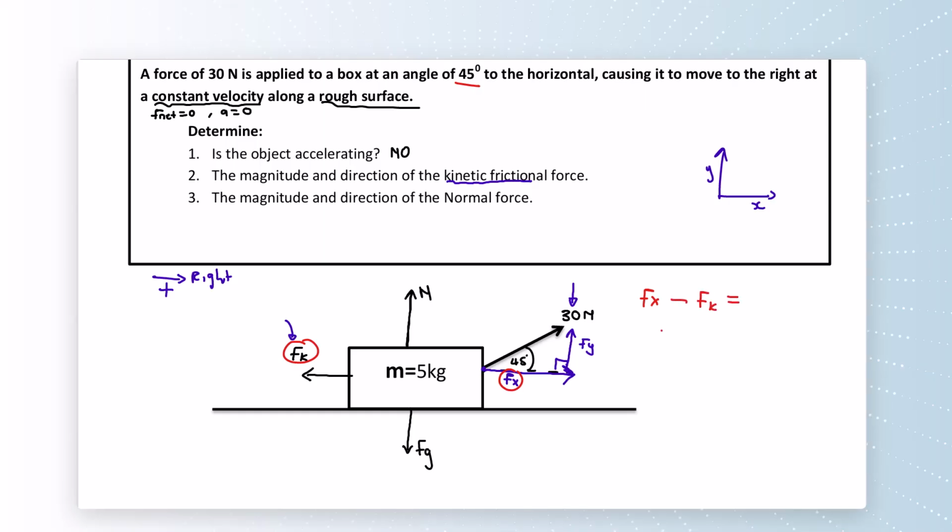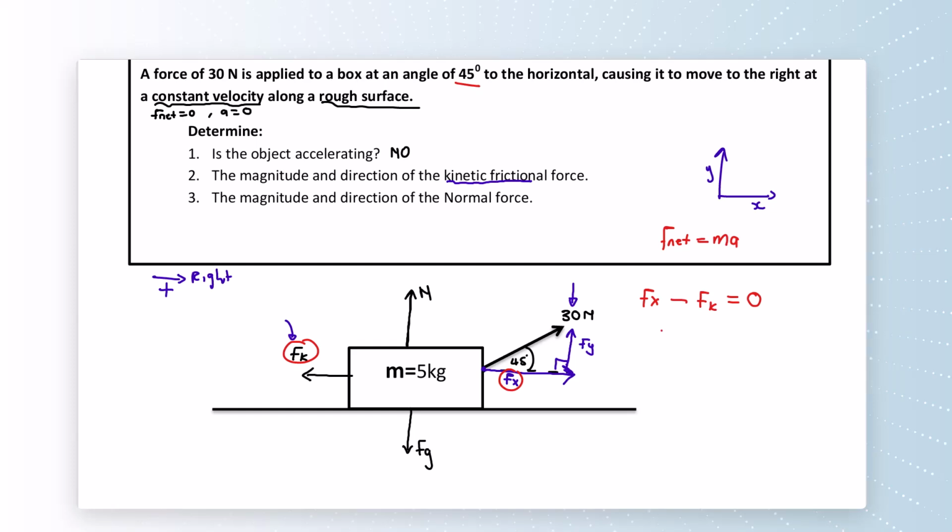Remember, when we sum forces along a particular direction, or along the horizontal, they must be equal to ma. When we sum them, they must be equal to ma, because F net must be equal to ma. But since we have a constant velocity, F net is 0. So we're going to equate that to 0.